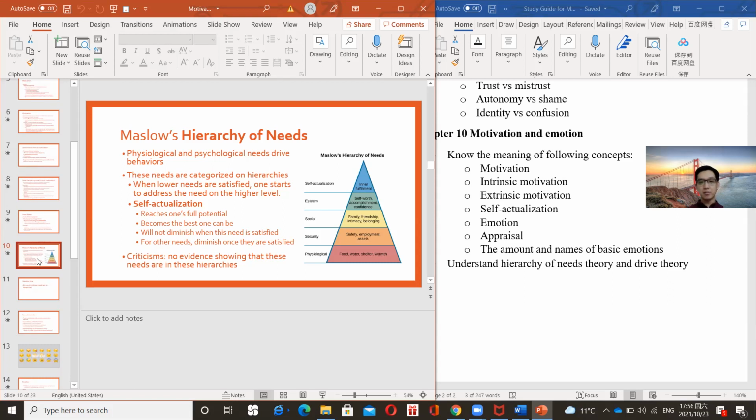But self-actualization is a different one. It will never diminish. It will never disappear. It's always there. People always have the need for self-actualization because it cannot be met at any moment, because you can be better and best, better and best, better. There's no best. You can be the best that you can be, but you can be better and better, always, all the time. So the self-actualization need will not disappear.